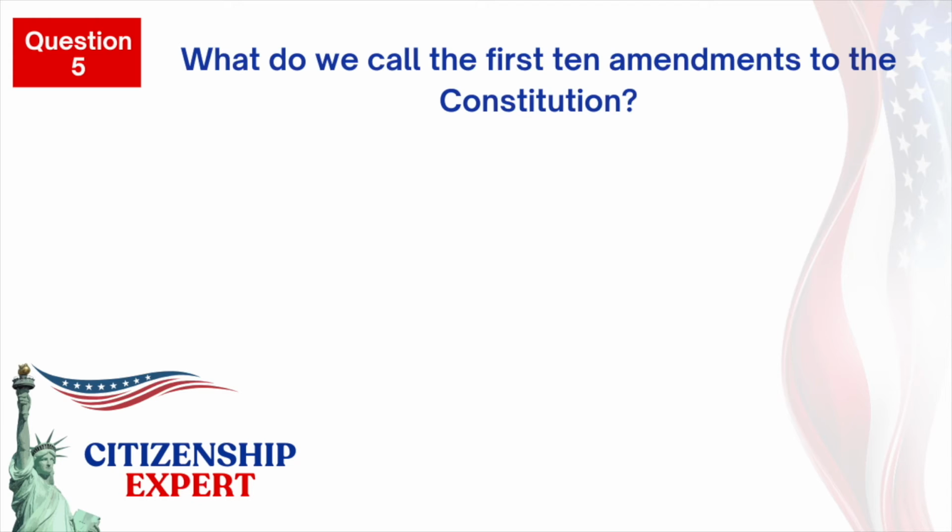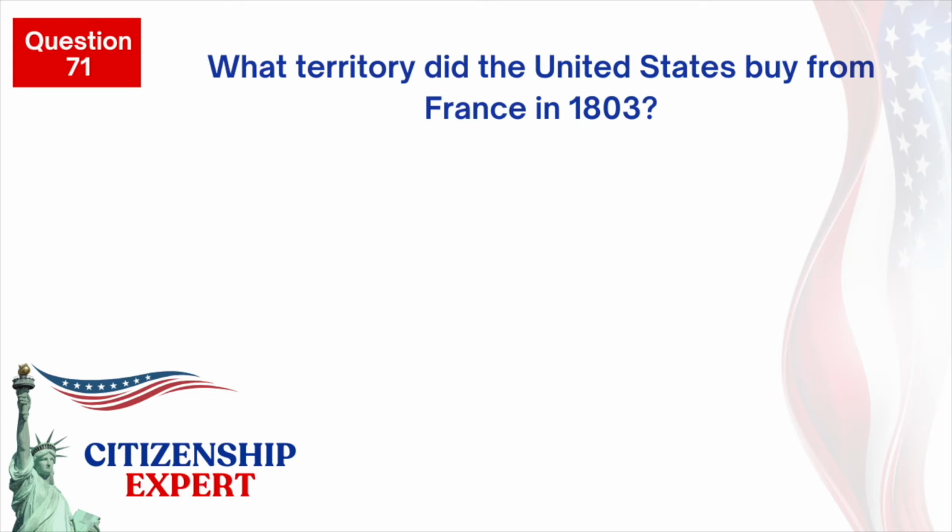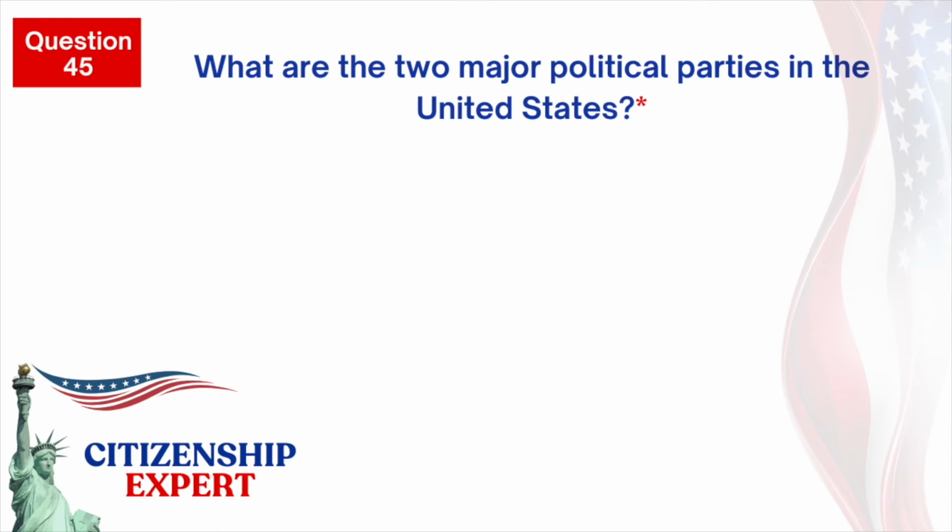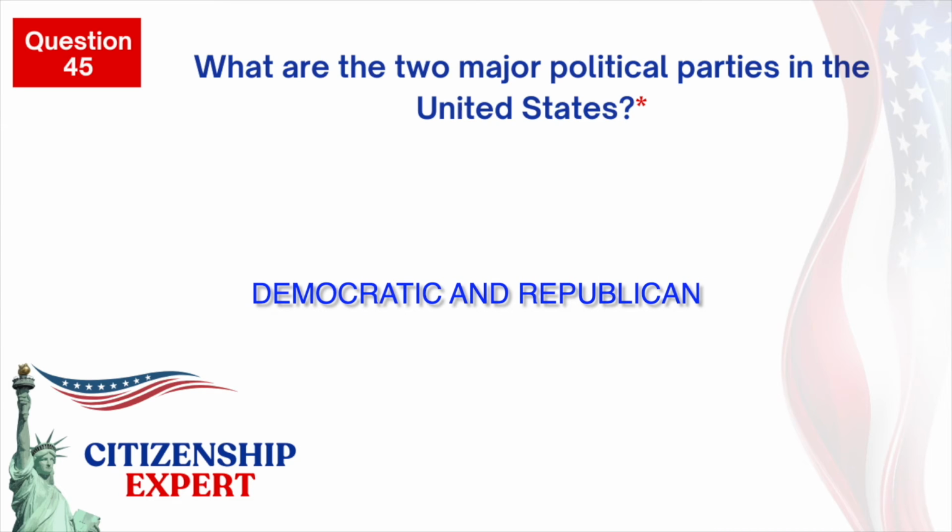What do we call the first 10 amendments to the Constitution? The Bill of Rights. What territory did the United States buy from France in 1803? The Louisiana Territory. What are the 2 major political parties in the United States? Democratic and Republican.